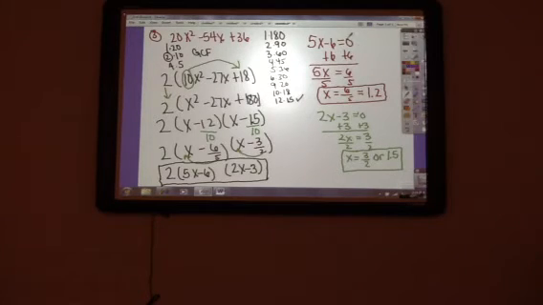So, if your problem asks you to solve or find the zeros, find the roots, you have to finish the factoring by setting each of your factors that have a variable equal to 0. However, if your problem only asks you to list the factors of your trinomial, this is what you would have. 2, 5x minus 6, 2x minus 3. These are the 3 factors. These are the 2 solutions.